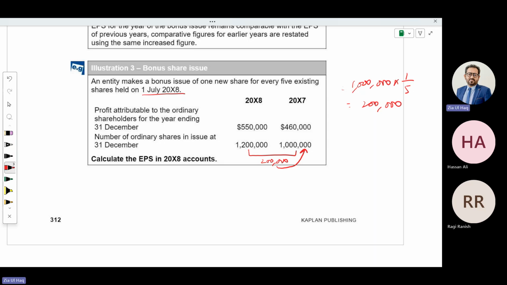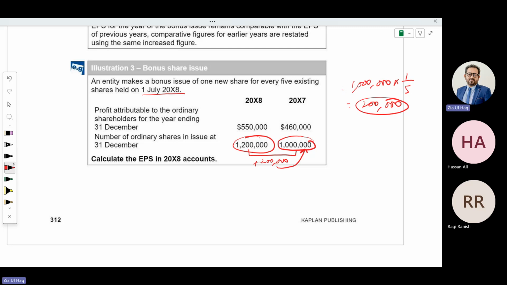I have checked the answer, why are you taking 1,200,000? These were the opening number of shares. During the year, they issued 200 more shares, but these are issued as a bonus issue. First July 20x8, that's the point I am saying. Even if we issued the bonus during the year, we will consider it issued at the start of the year. At the start of the year, how many shares was the company having? 10,000 plus this bonus.